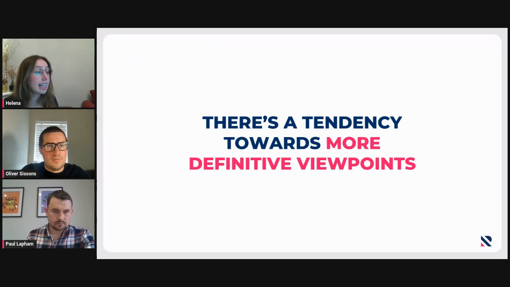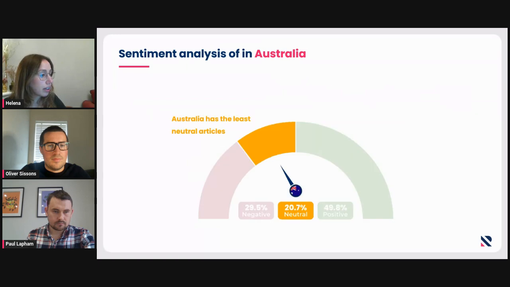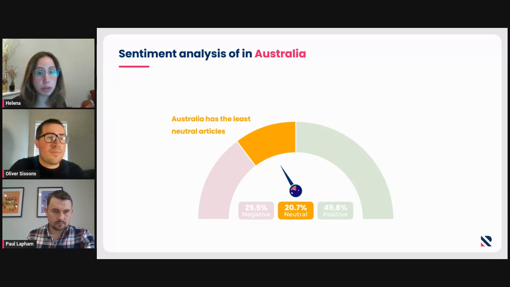There's a tendency towards more definitive viewpoints in Australia. Australia had the least neutral sentiment articles overall compared to other countries. And it shows how they tend to go towards either more positive or negative angles. So they have a strong opinion on topics compared to other countries.